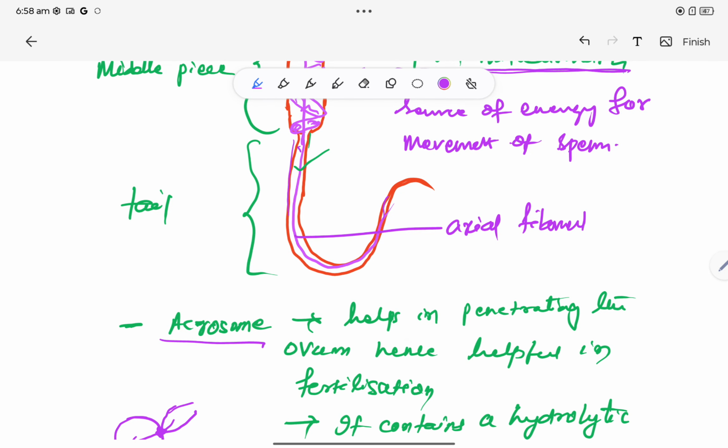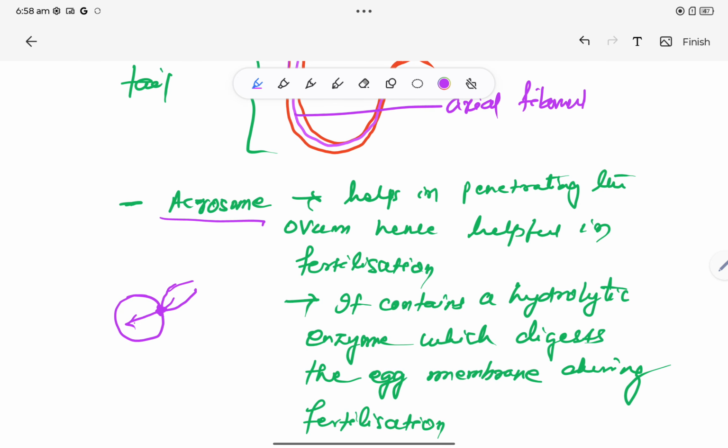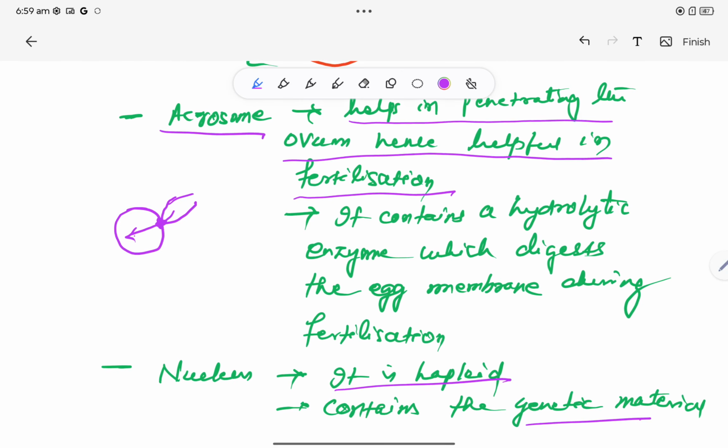Now come to the function of different parts of the sperm. The first part is the acrosome. It helps in penetrating the ovum, hence helpful in fertilization. As I have said, it contains a hydrolytic enzyme which digests the egg membrane during fertilization.